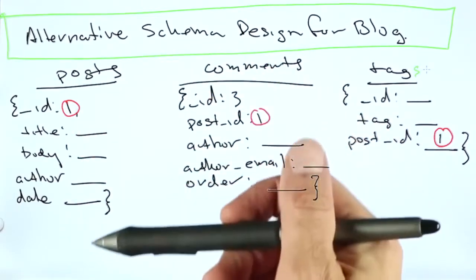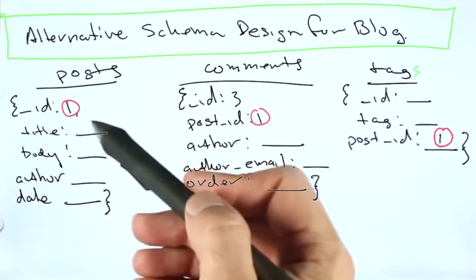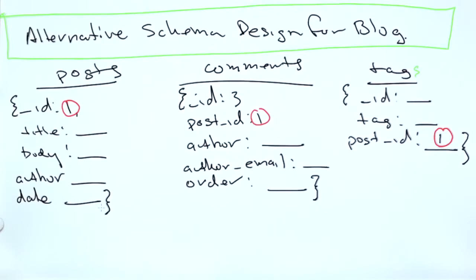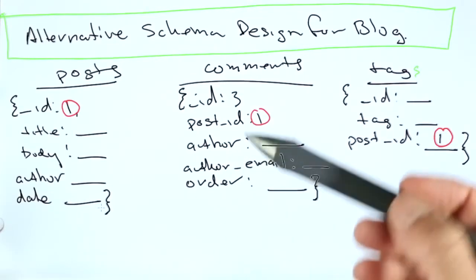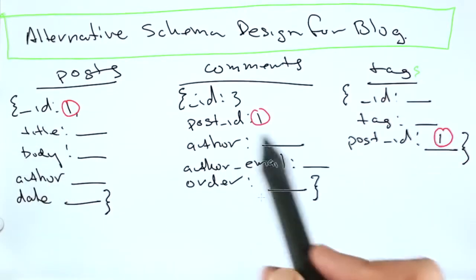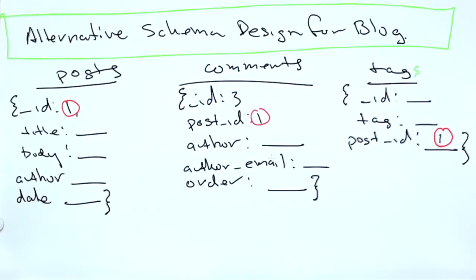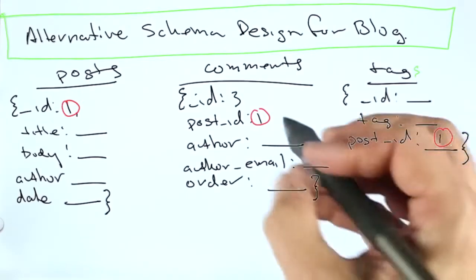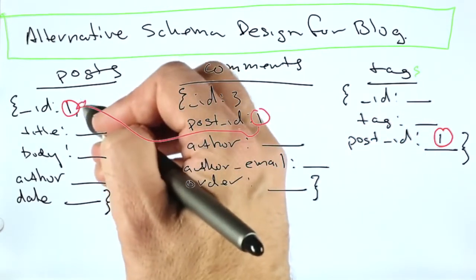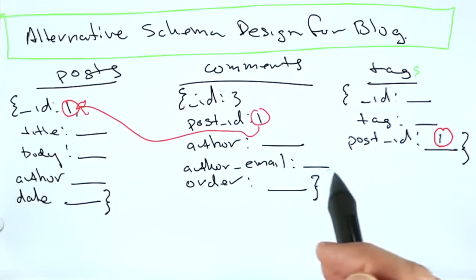Well, we'd have our post collection again, and the underscore ID would probably be the post ID, and there'd be the title of the post and the body and the author and the date. But then for the comments, we'd have multiple documents in the comments collection, and they'd probably be tied together in a similar way to how we would in the relational world, which is that this post ID would be the same as this ID right here. And then we'd have the author for the comment here and the author email there.